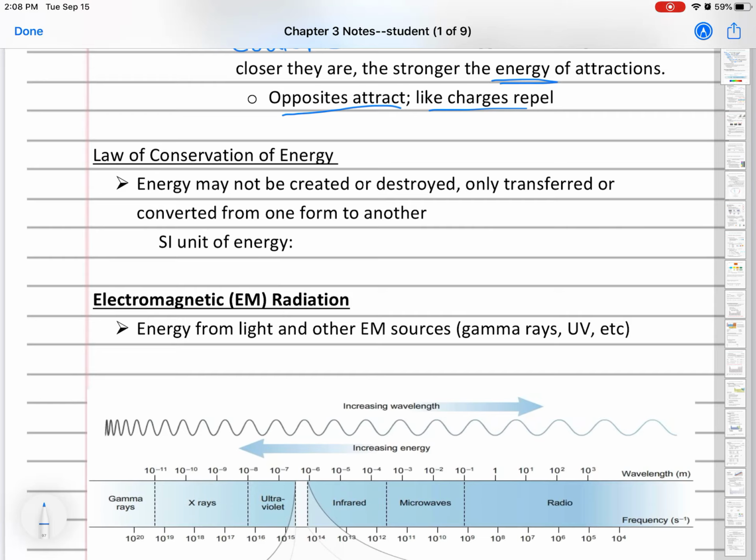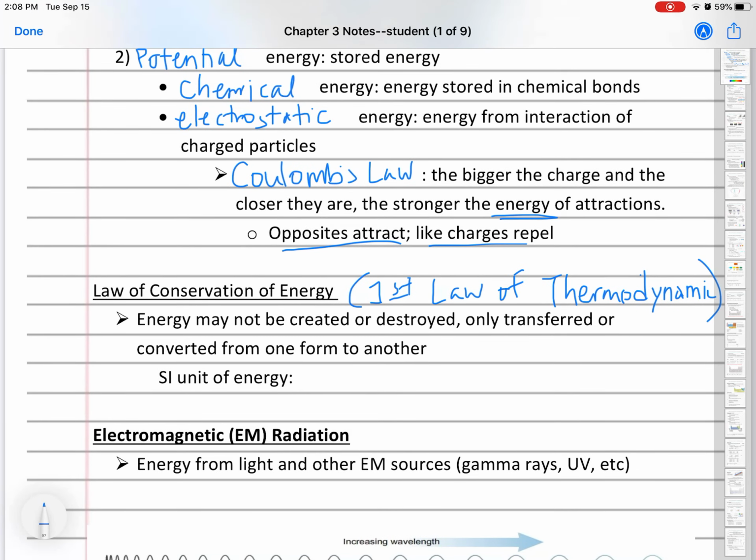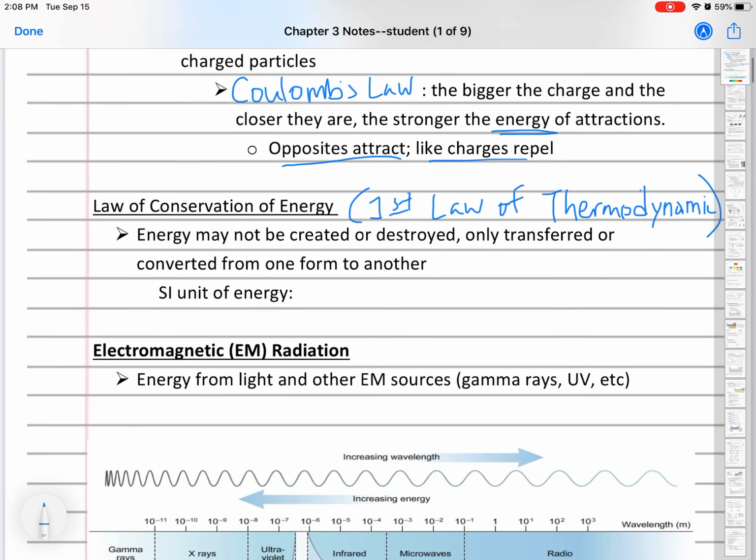Okay, the law of conservation of energy is very similar to the law of conservation of matter or mass. It is that energy cannot be created or destroyed, just like matter cannot be created or destroyed. This is also known as the first law of thermodynamics. Thermodynamics, or thermo for short. First law of thermodynamics. Okay, so energy can't be created or destroyed. It can be transferred or converted from one form to another.